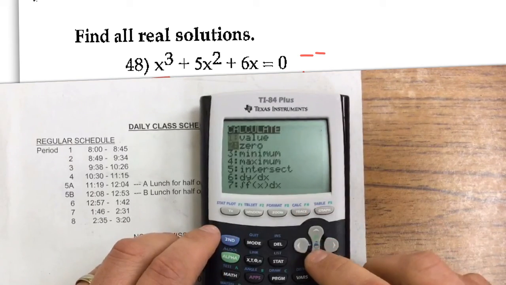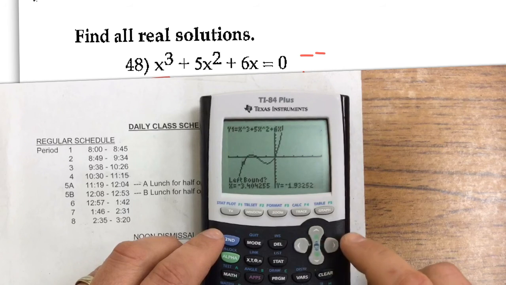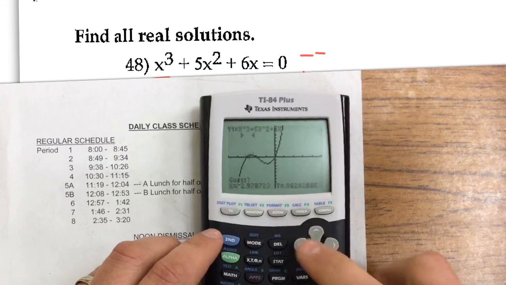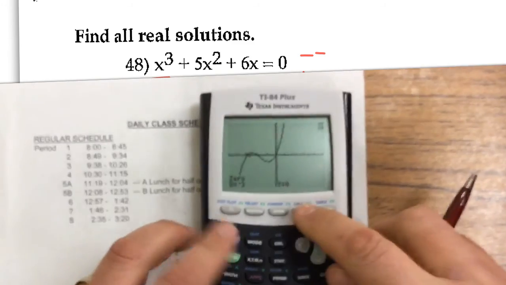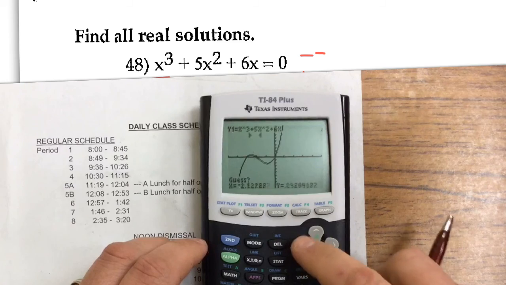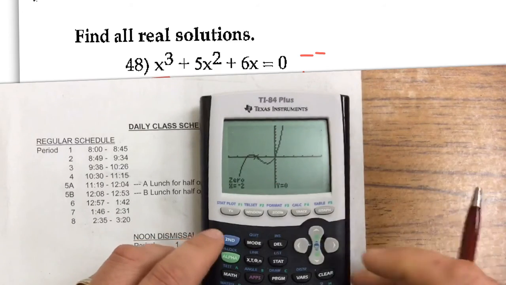So second calc, 0. Let's go get that left one. Left of it, enter. Right of it, enter. Guess. One of the zeros is negative 3. Second calc, 0. Left of it, enter. Right of it, enter. Guess. Another one of the zeros is negative 2.